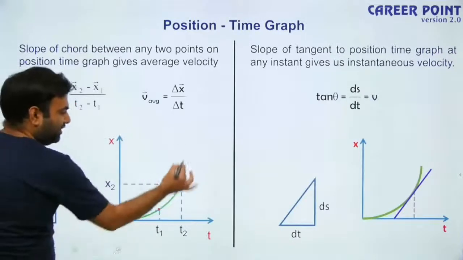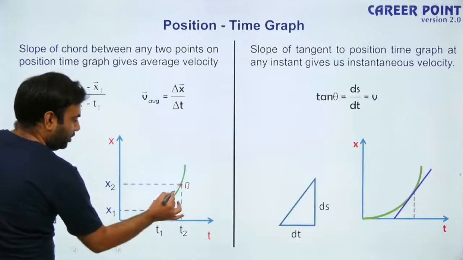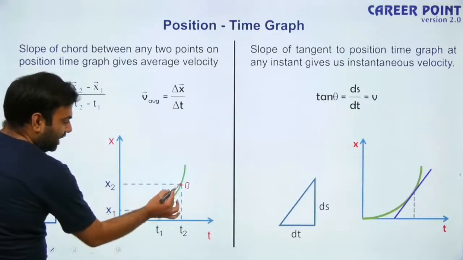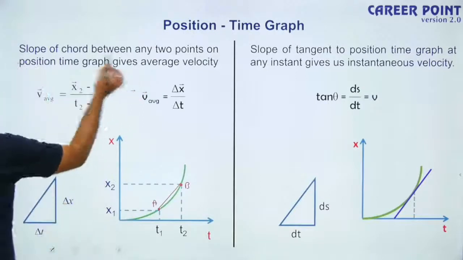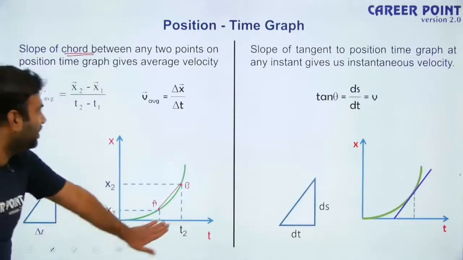Okay, but the graph is like this. Suppose this is point A, this is point B, and you want the average velocity between A and B. Join the points A and B, and the slope of this line, this chord, will give you the average velocity between T1 and T2.